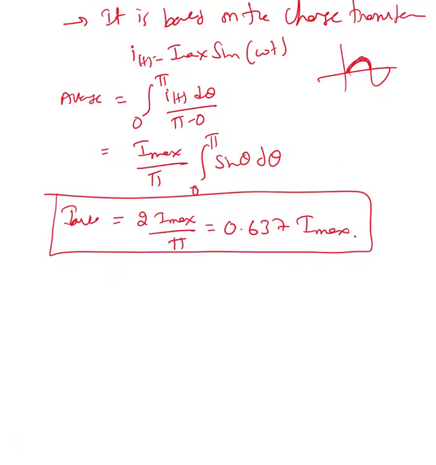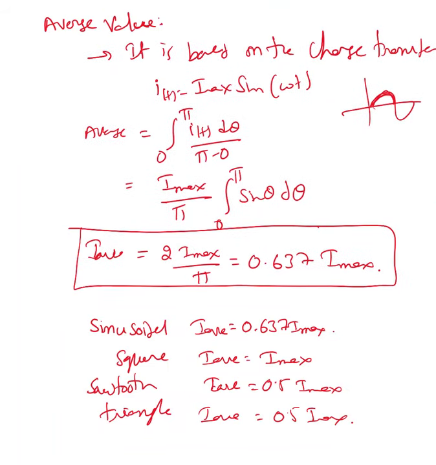Now that is for the sinusoidal. When it comes to other waveforms: for a sinusoidal waveform, I average equal to 0.637 I max. For a square waveform, the average value is the same as the maximum value. Sawtooth, I average equal to 0.5 times I max. For a triangle waveform, I average equal to 0.5 I max.